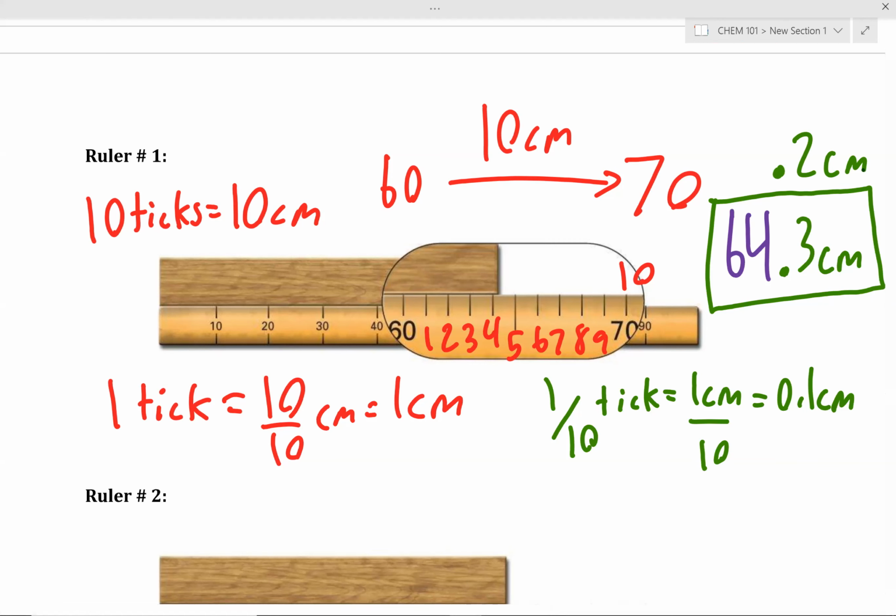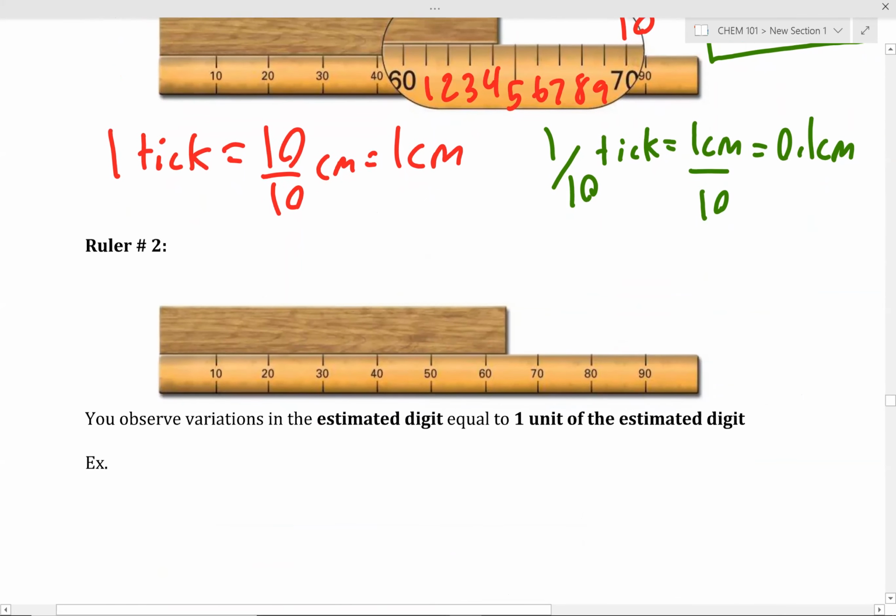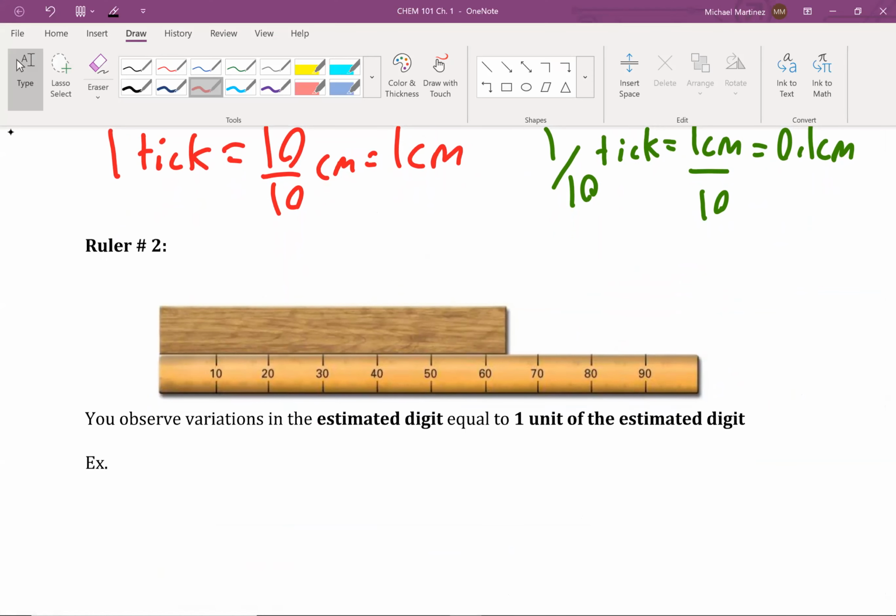If there's variation in the certain digits, I will mark it off. So if you said 62.3, then that would not be correct. Any other questions? Okay, so let's try looking at the second ruler, and let's subject it to a similar set of analysis.